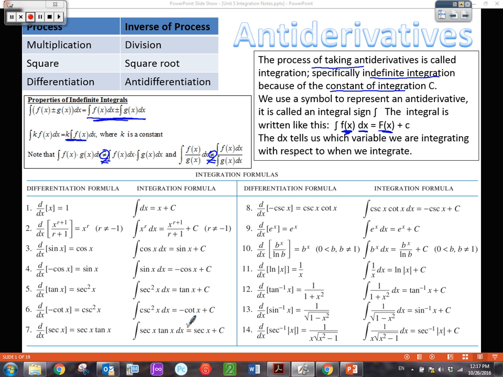Instead, this is what I do when I'm working an integral problem. I'll look at this and I'll say, okay, what would I have taken the derivative of to have gotten a positive cosine? That's what I would ask myself every single time. I would have taken the derivative of sine, right? And that's what we did. So sine x plus c. That's how I do it.